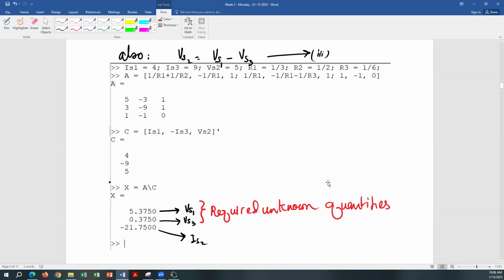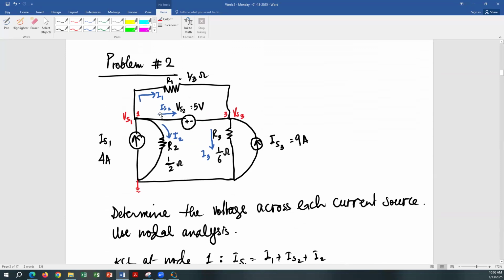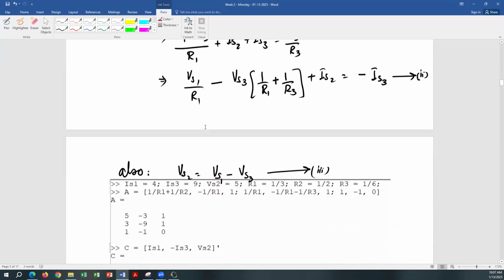So IS2 direction is opposite. We chose the direction that the current is going into the positive side. It is opposite. That means VS2 is supplying power. It is not absorbing power because the positive current is coming out of the positive side of VS2. Likewise, IS1 and IS3 are also supplying power because VS1 is positive as well as VS3 is positive with respect to ground. So all three sources are supplying power. Let's do the same problem with supernode.